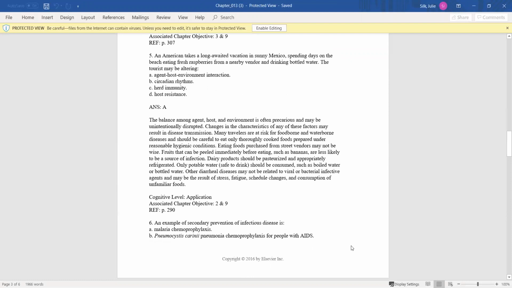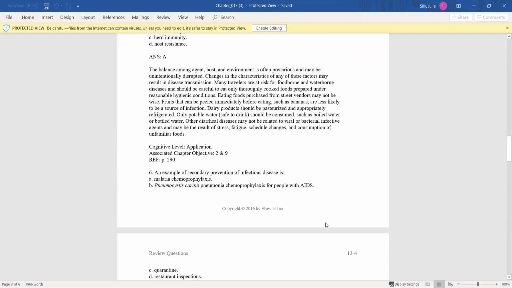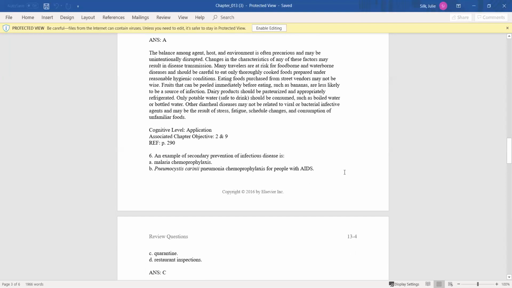All right, let's see. Let's try this one. An example of secondary prevention of infectious disease is what? Maybe C. It is C. Look at you guys.